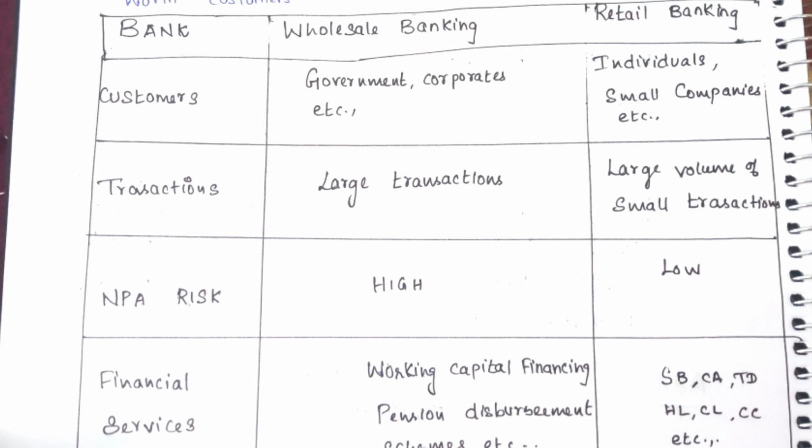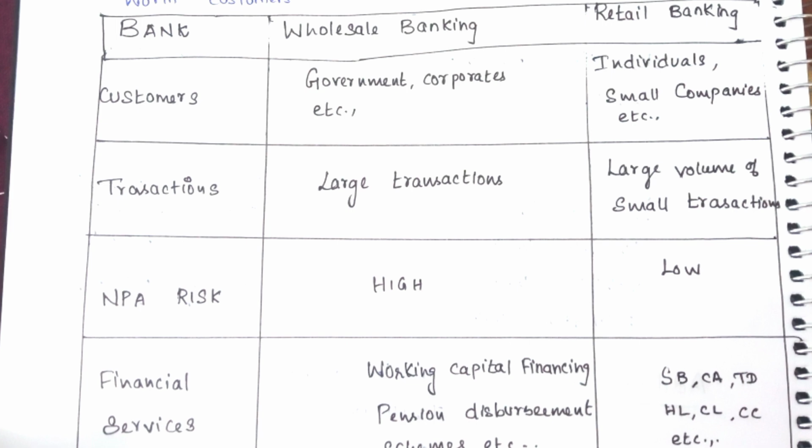Next, NPA risk, this is the main thing actually. If, for example, 100 crores is given to some corporate in wholesale banking and it becomes NPA, it is a huge loss, right? So the risk is very high in wholesale banking, whereas it is low in retail compared to wholesale banking, as the diversification of funds is there in retail banking.